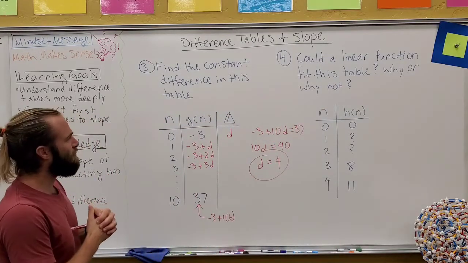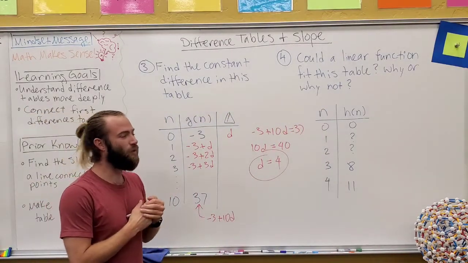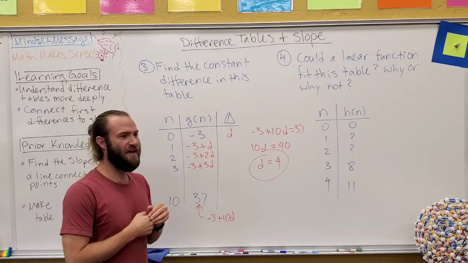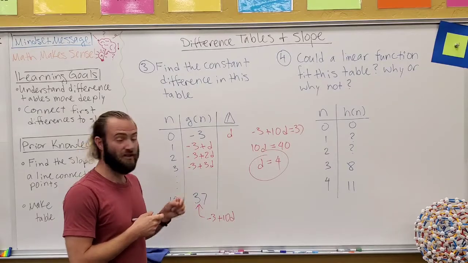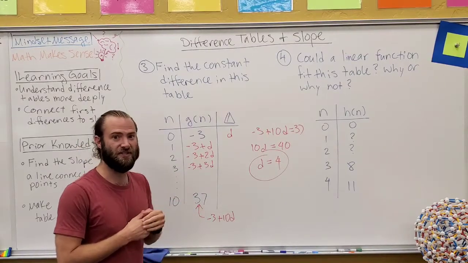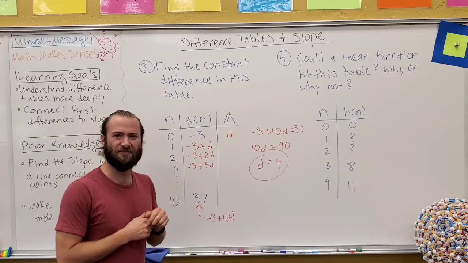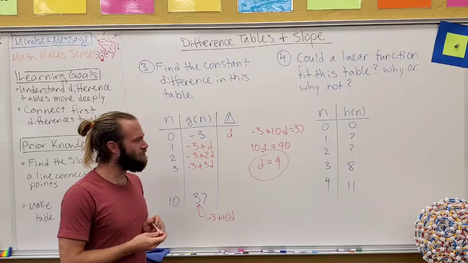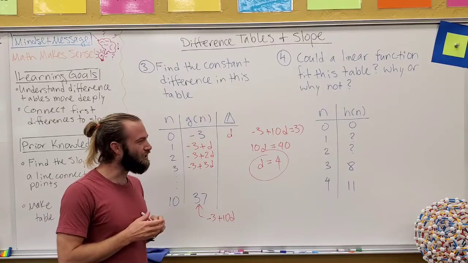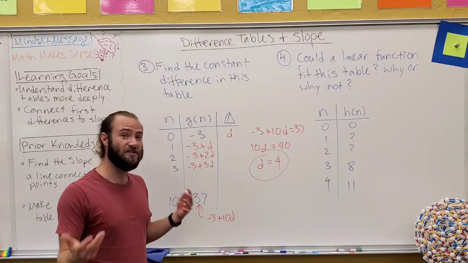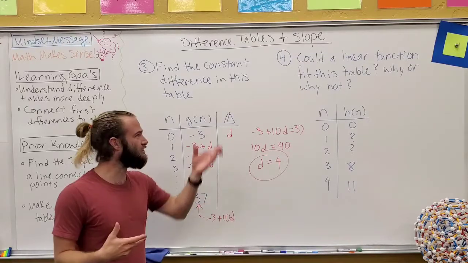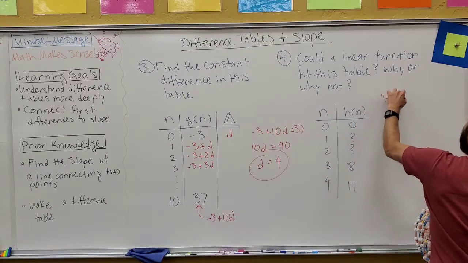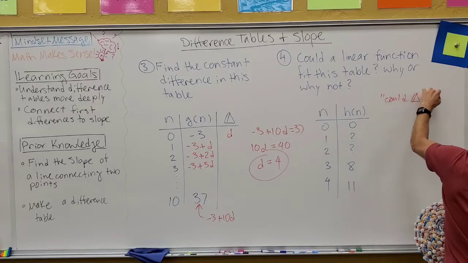All right, number 4 says, could a linear function fit this table? Why or why not? Hopefully something came to your mind here that we've been learning recently, and that is, if a linear function is going to fit this table, what must be true about the differences? They must be constant, right? So it's super helpful to ask, could the differences be constant? That's an equivalent question to this, right? So that's what we're going to try to answer.